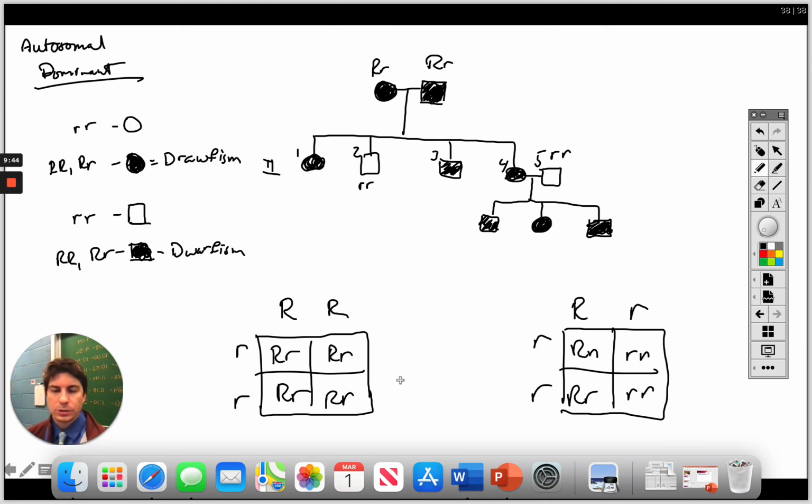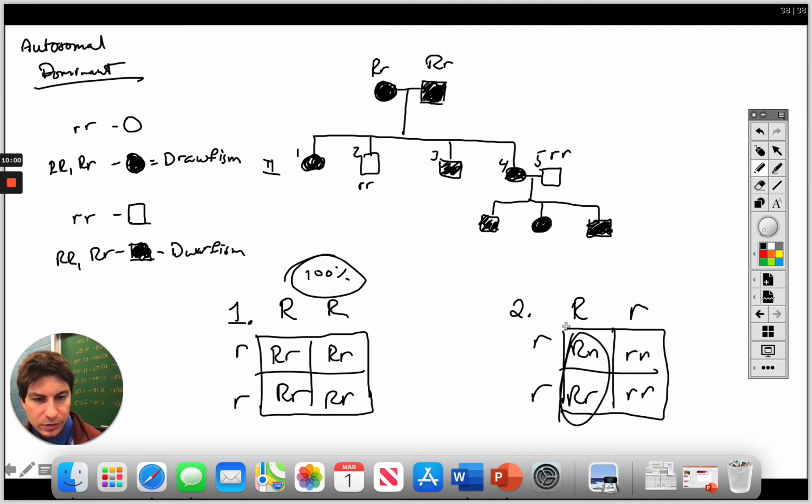Okay, so I'm just going to call this one Punnett square number 1, and this one will be Punnett square number 2. If we look at both of these Punnett squares, number 1 has a 100% chance of the children having dwarfism. Number 2 has a 50% chance of the children having dwarfism.